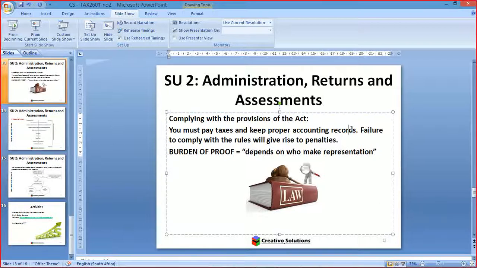If SARS believes that you are not following the correct rule of law in terms of not declaring all your income or trying to make use of too many deductions, and they believe that you're not doing the correct thing, what are they going to do? They're going to have to prove that what they've gone with is what's actually true. Yes, they're the ones making the accusation. Does that make sense? Yes, sir.